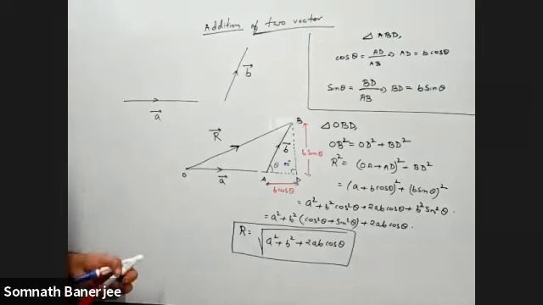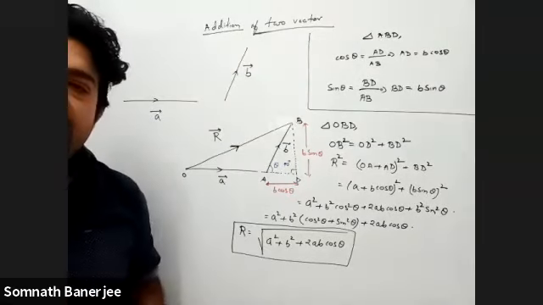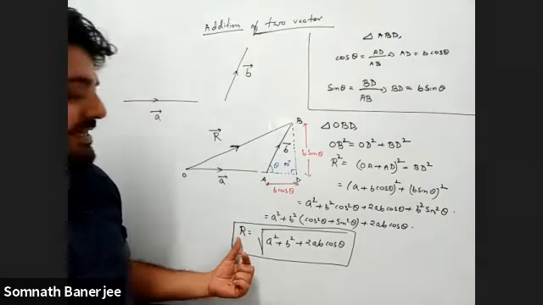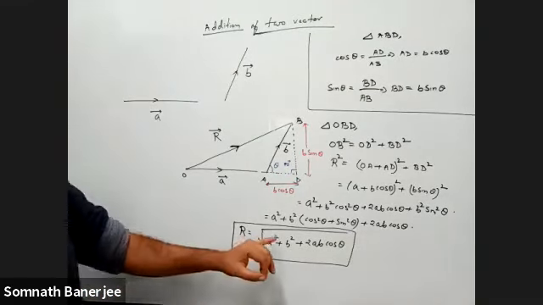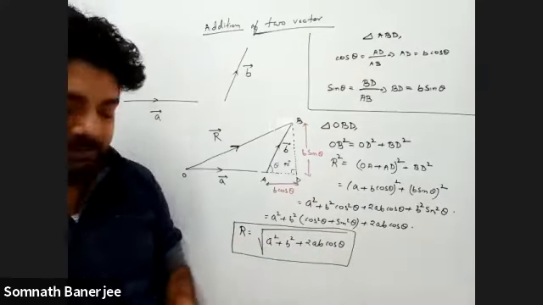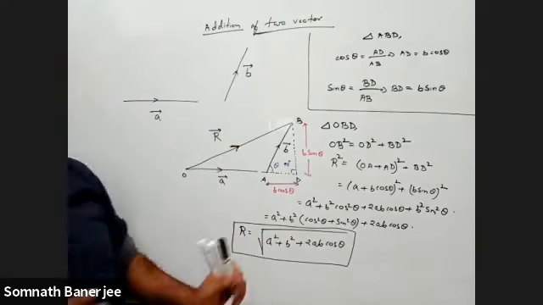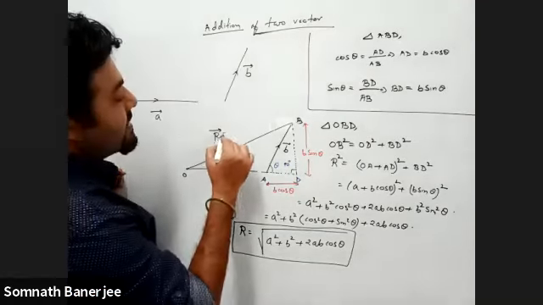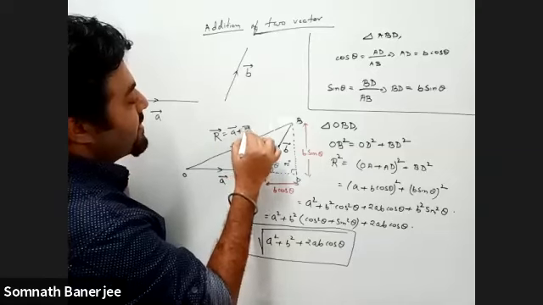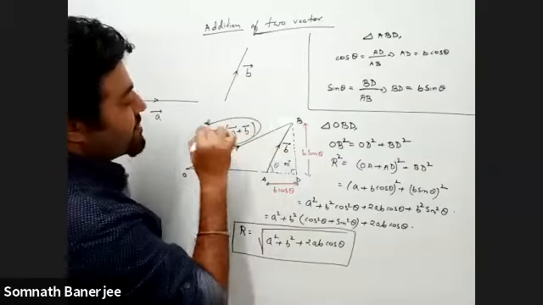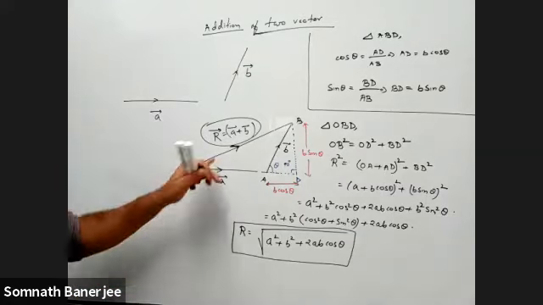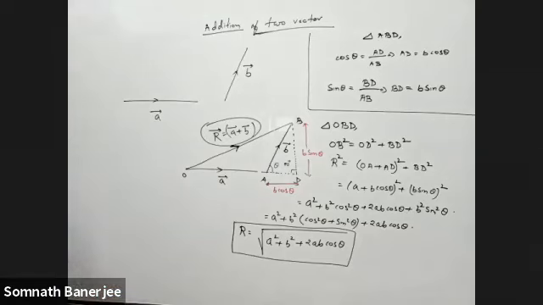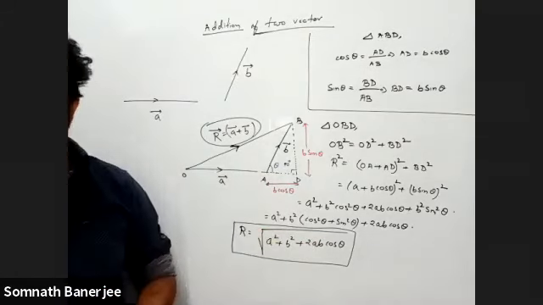Is it clear for everyone? Can we write it? Yes. So now we get the magnitude of the resultant, that is root under A square plus B square plus 2AB cos theta. This resultant R is the symbolic representation of A plus B. This one is the magnitude. As it is a vector, it has magnitude as well as direction.